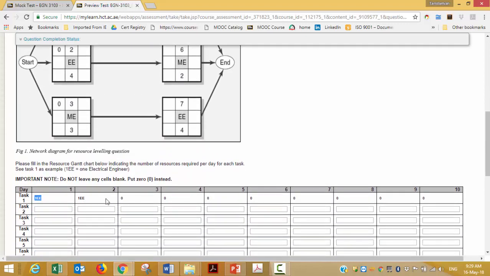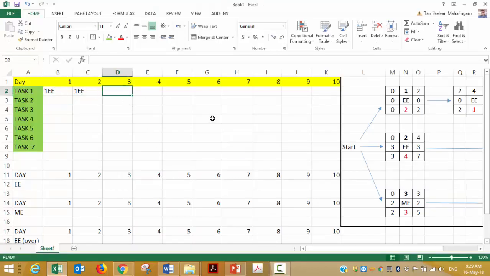1 EE, 1 EE, and the rest of them will be 0, 0, 0. So you need to put 0, 0, 0, 0, 0, 0, 0. All right. This is a sample which is already shown here. So similarly, you need to fill up the rest.